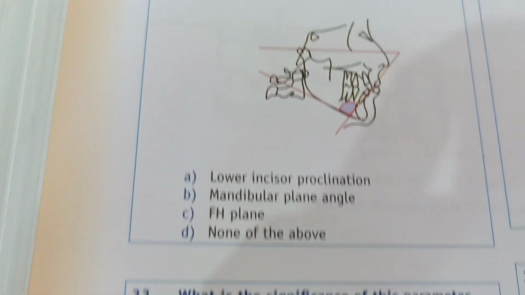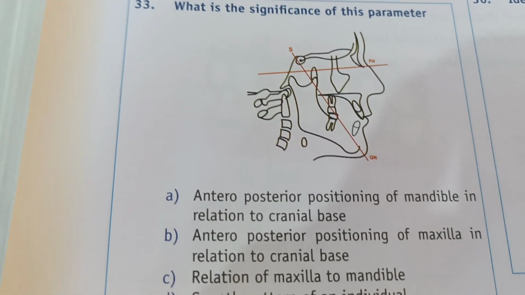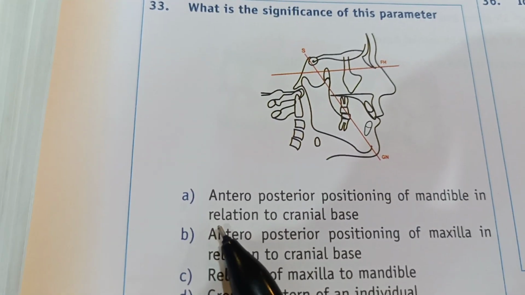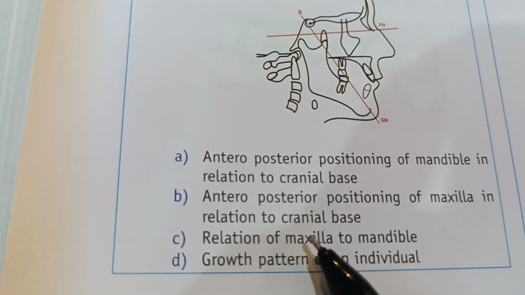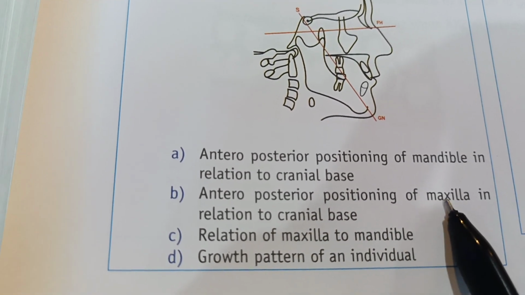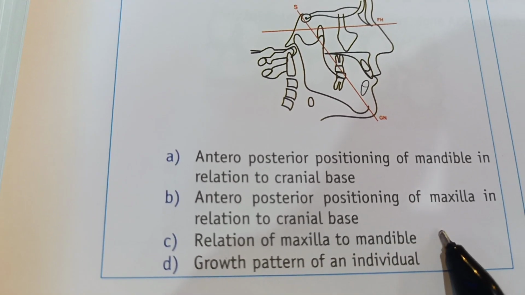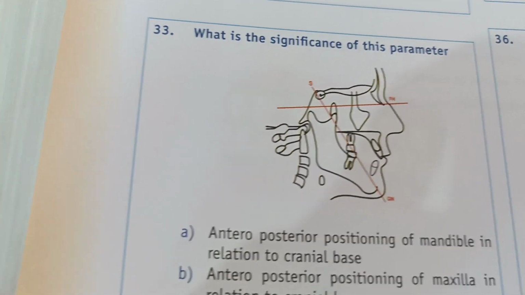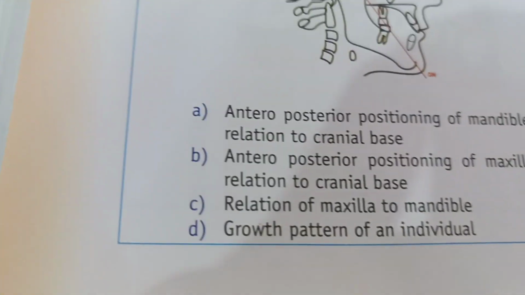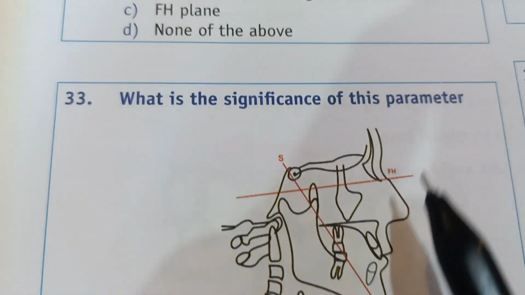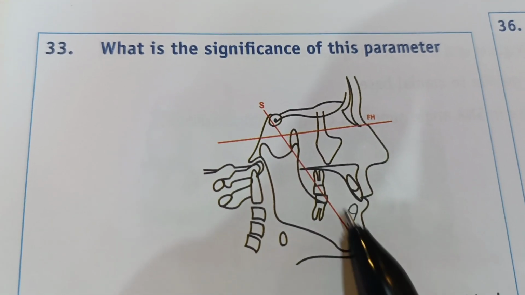Now come to the next question. What is the significance of this parameter? Option A is anteroposterior positioning of the mandible in relation to the cranial base. Option B is anteroposterior positioning of the maxilla in relation to the cranial base. Option C is relation of the maxilla to the mandible, and option D is growth pattern of an individual. The right answer is option D, growth pattern of an individual.